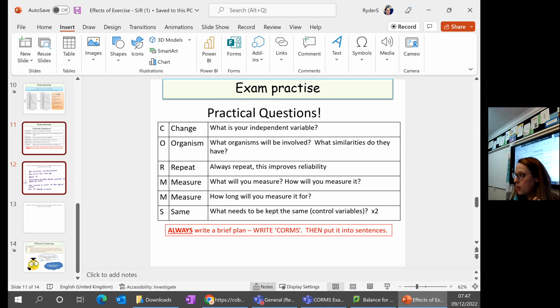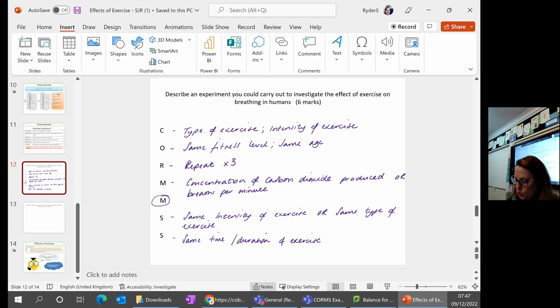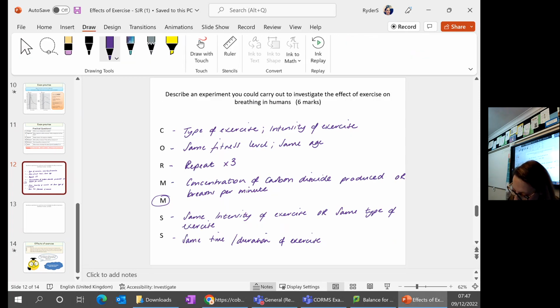Okay, so the best way to do these questions is to literally bullet point your CORMS right at the top, and you can get all that information from the question. The question that I gave you in your lesson was this one: describe an experiment you could carry out to investigate the effect of exercise on breathing in humans.